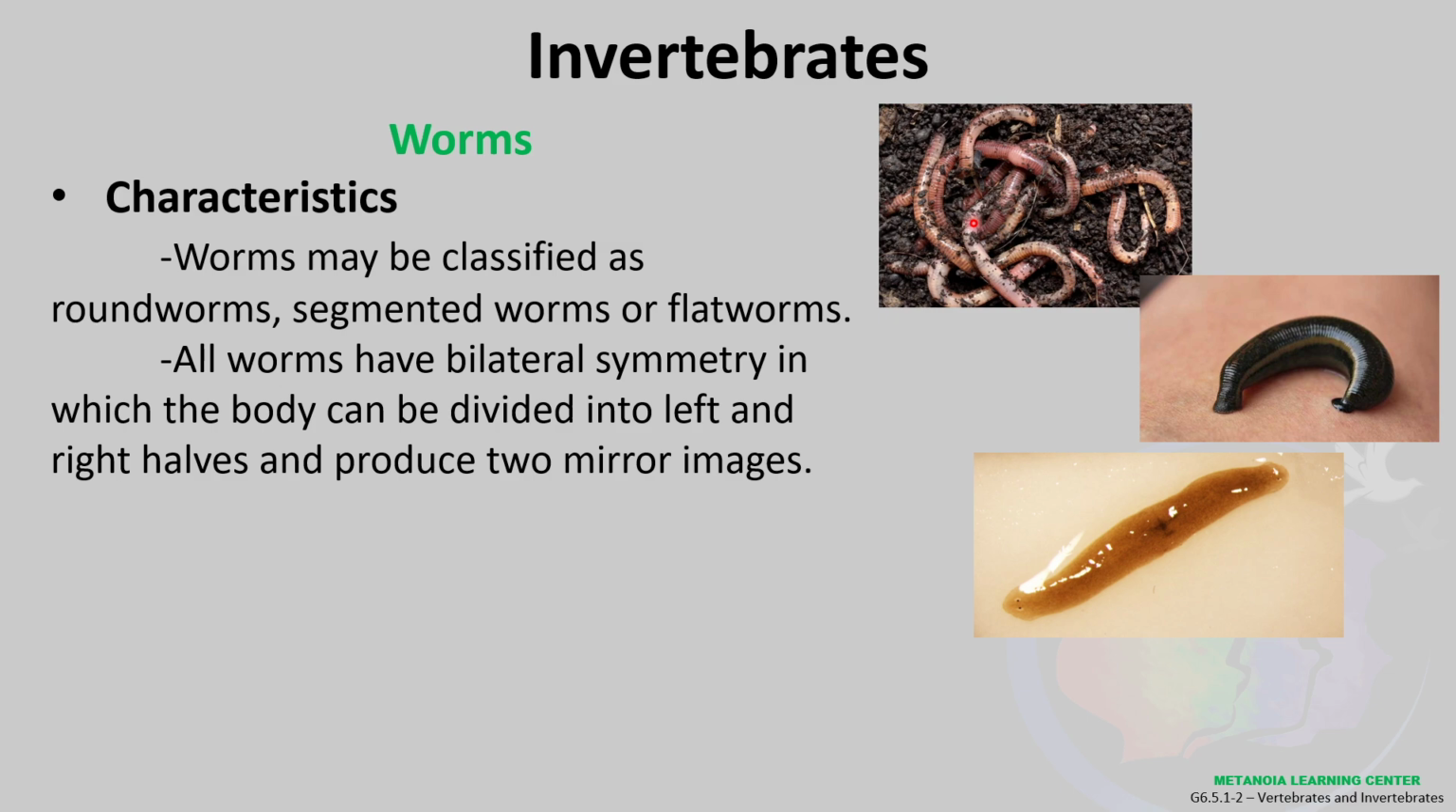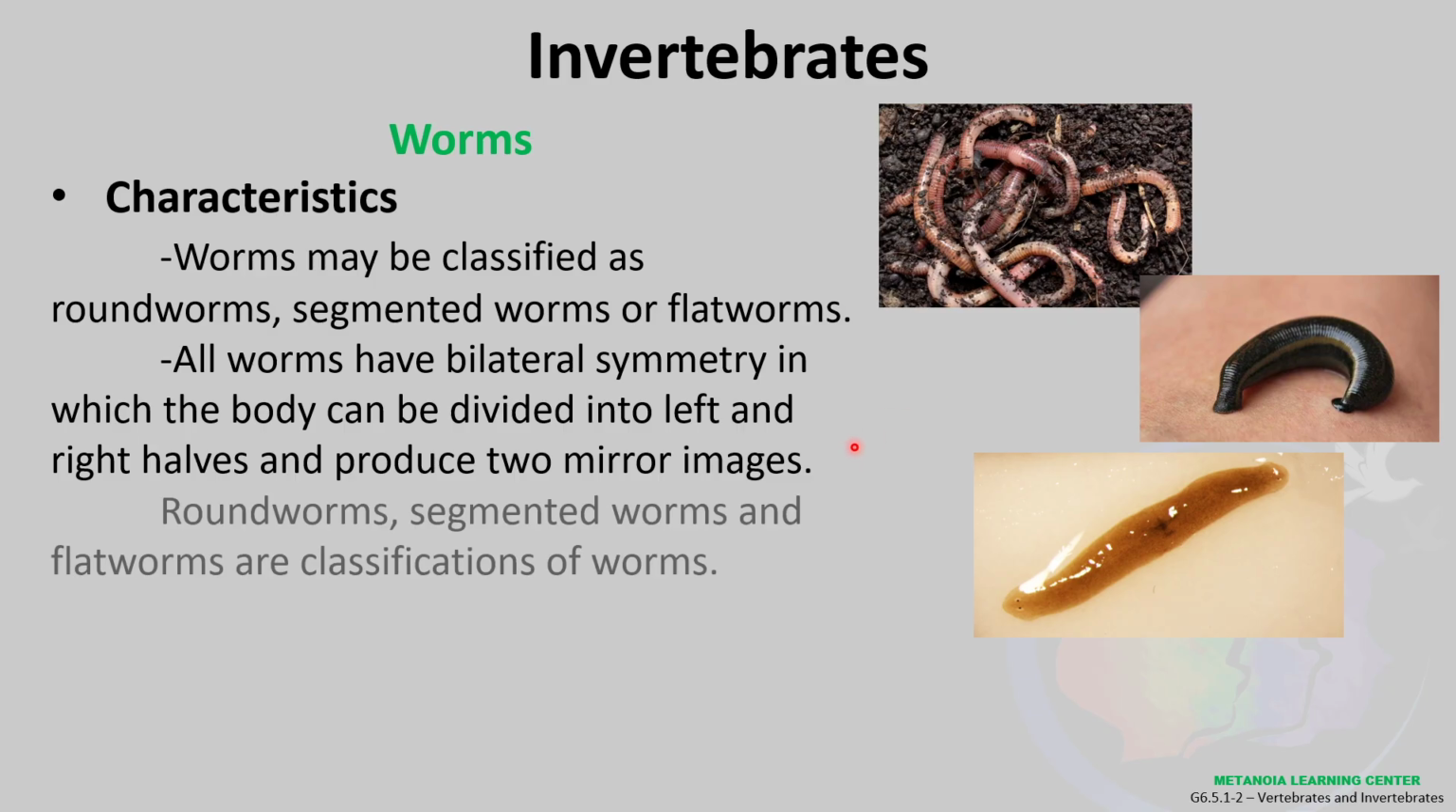I experienced that with an earthworm before. I accidentally cut one in half. And it didn't die. There were now two earthworms. That's what happened. So, that's actually cool. So, roundworms, segmented worms, and flatworms are classifications of worms. Take note of that.